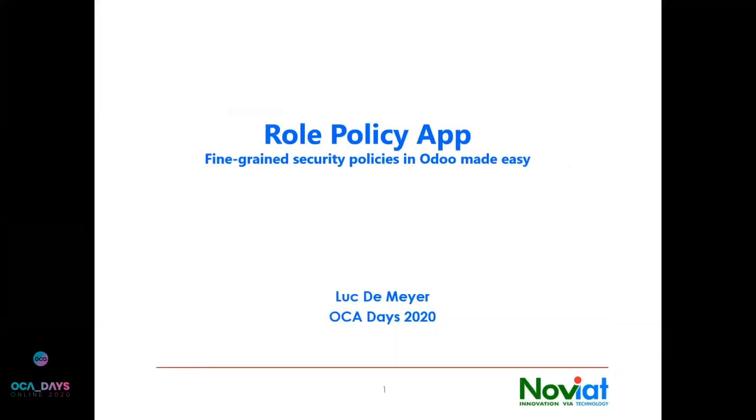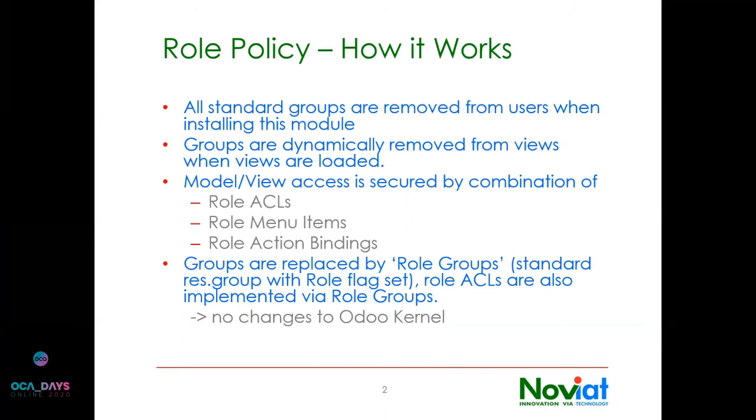So I made a couple of slides to actually unveil what's under the hood of this application. So basically, when you install the application, we use one of the standard install hooks within Odoo to remove all standard groups from a user at install time of this module. And at that point in time, no user can do anything anymore, or nearly nothing.